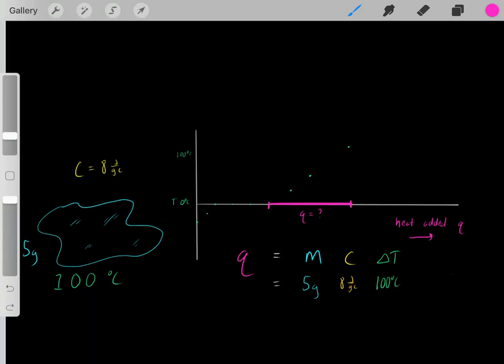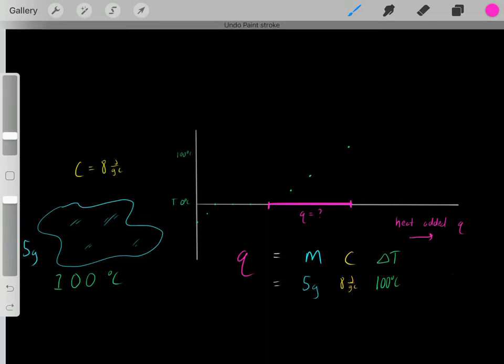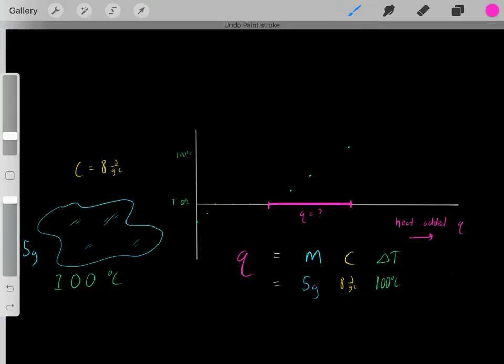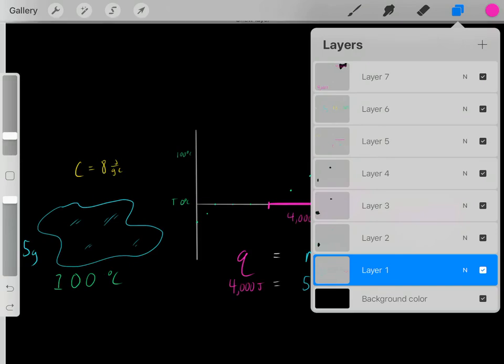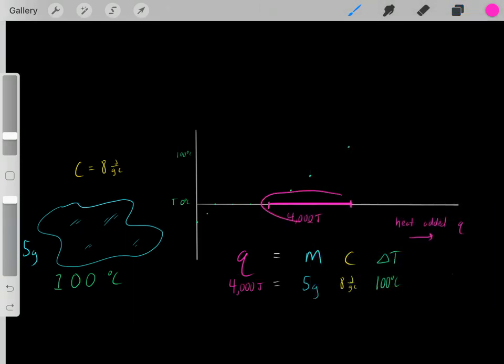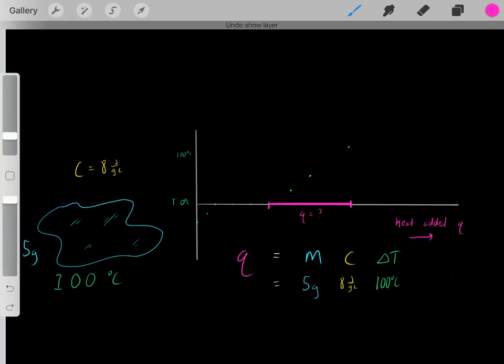Well, again, now we just use some math and we solve for the heat, and we see the grams will cancel and the Celsius will cancel, and that will give us joules, the amount of heat. And now we would just multiply them and we would get 4,000 joules. So now we know how much heat was required to cause that change in temperature. It required 4,000 joules of heat to increase the temperature of this 5-gram puddle of water from 0 degrees Celsius all the way to 100 degrees Celsius.